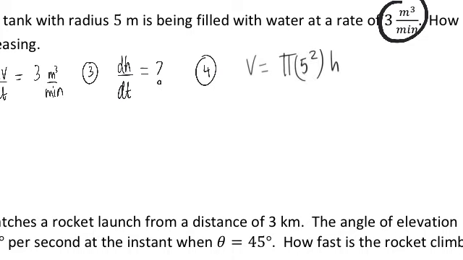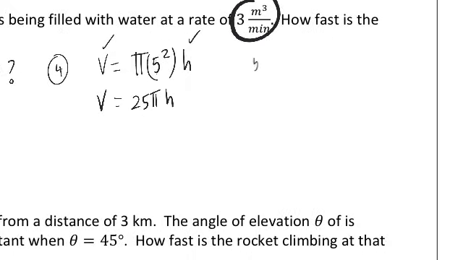So in the equation, you only want to have the things that are changing, and those things you need to have as variable names, right? So V is equal to pi times 5 squared times h, or 25 pi h. And so then in step 5, dV/dt is equal to 25 pi dh/dt, okay?